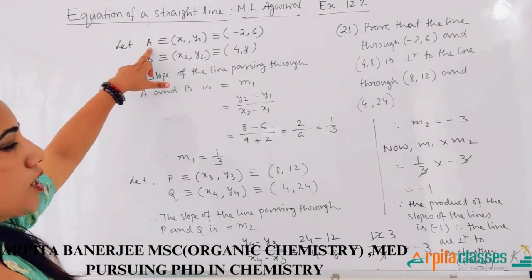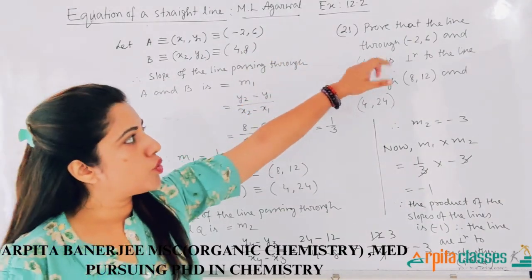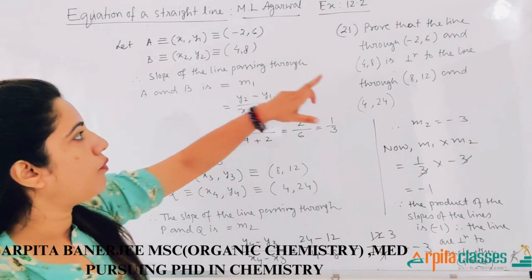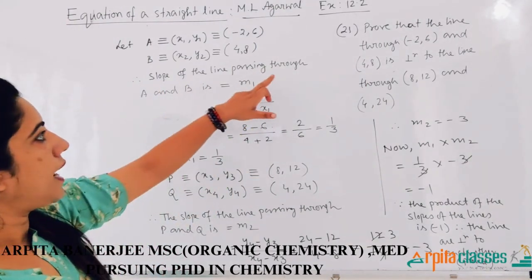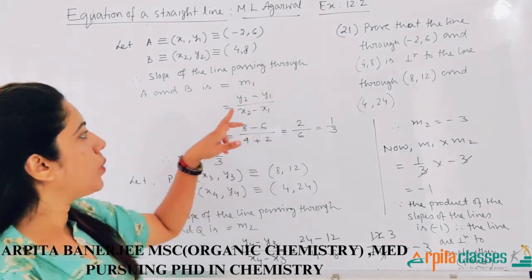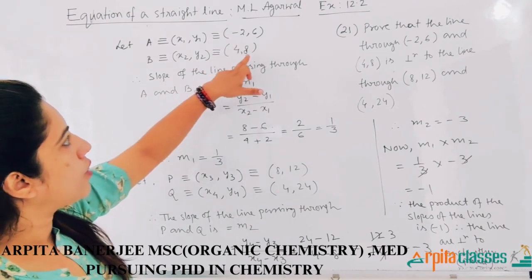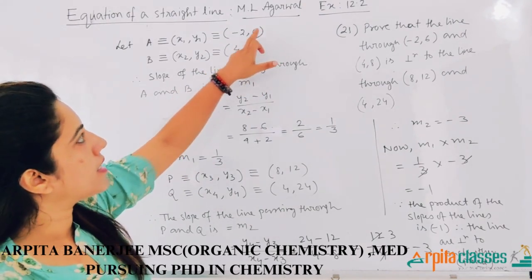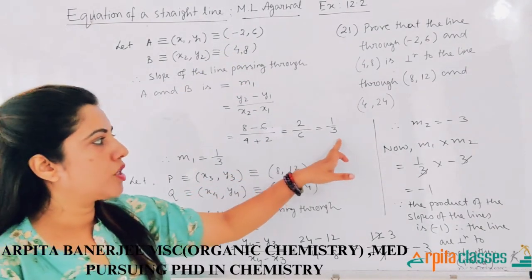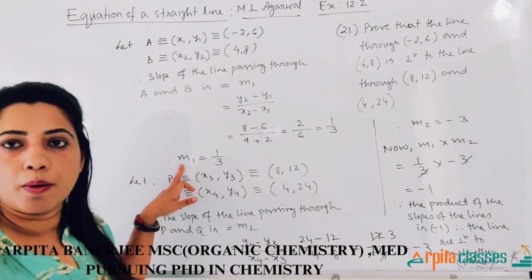I am considering the first point A, denoted by x1, y1, which is your minus 2, 6. Second point B, x2, y2, which is your 4, 8. So the slope of the line passing through A and B, I am considering as m1. So m1 will be y2 minus y1 upon x2 minus x1. So put the values: y2 is 8 minus 6, x2 is 4 minus of minus 2, that's plus 2, and the slope is coming 1 upon 3. So the slope of the first line is 1 upon 3.